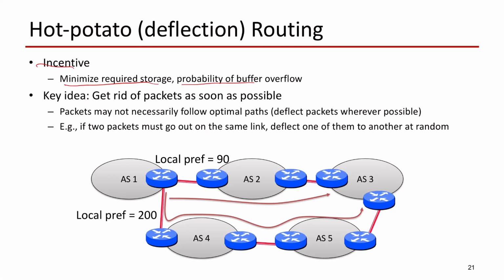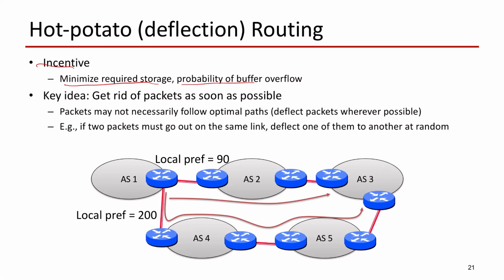The packets have a preference, they have an optimal path. Oh, no, don't do that. Just keep it moving and minimize the computation I need. Then I just hand it to the others. Okay, that is hot potato routing.